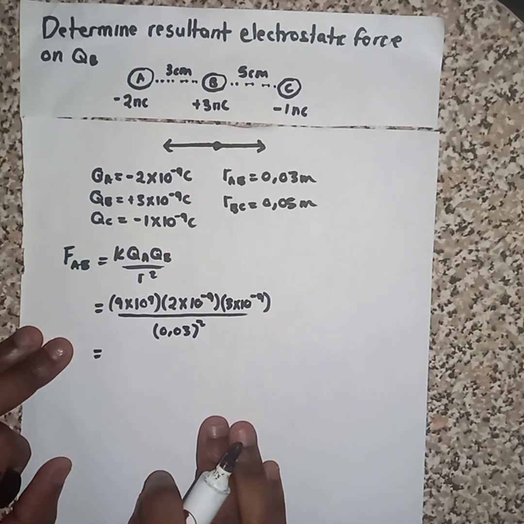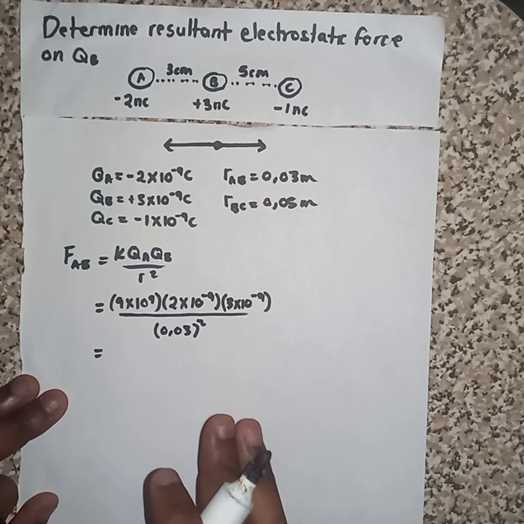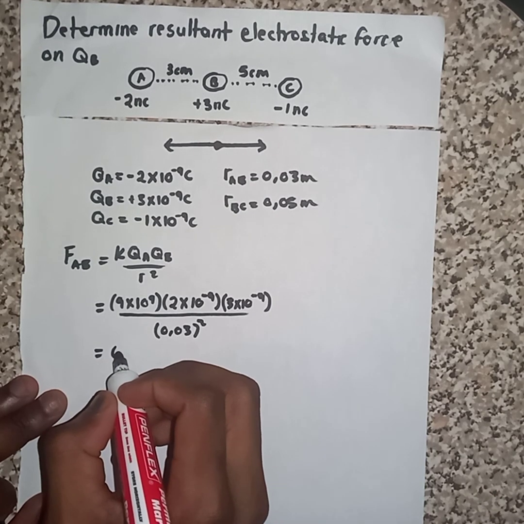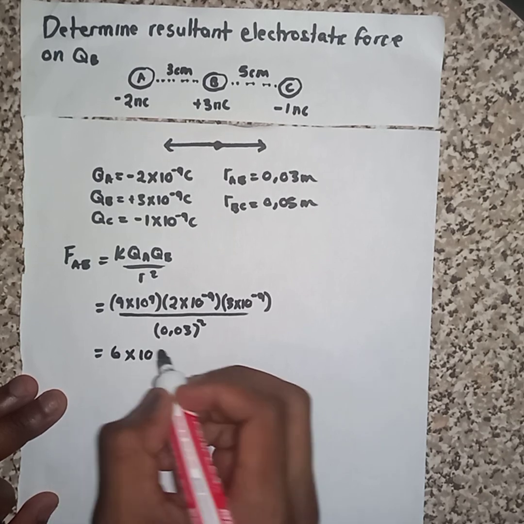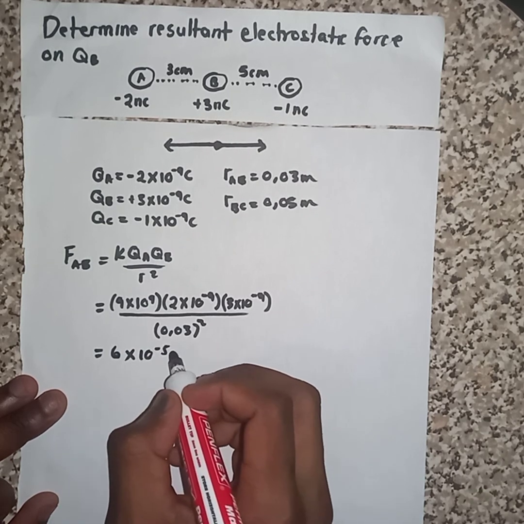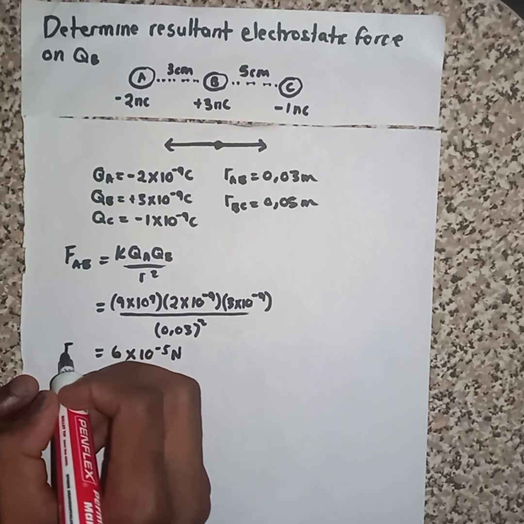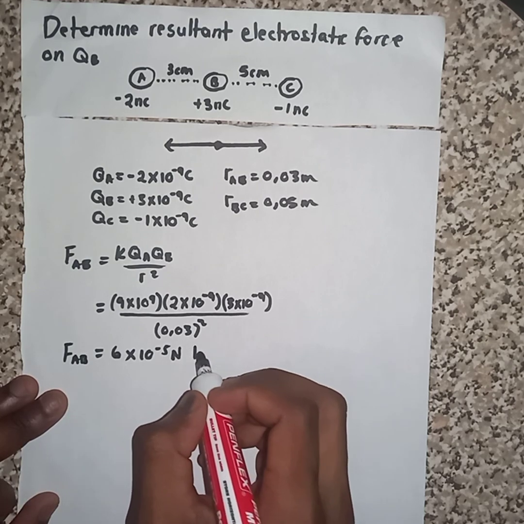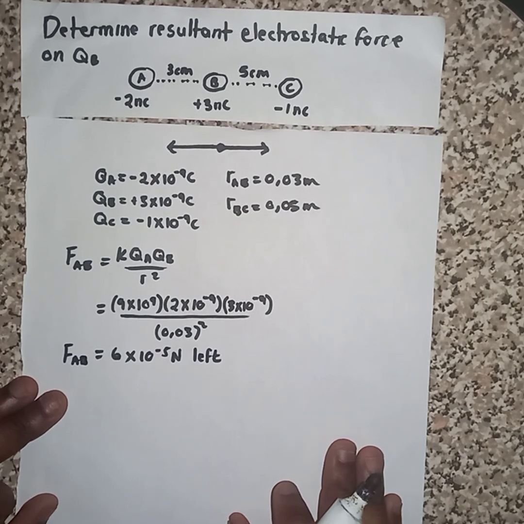Let us use our calculators. When we use our calculators, we get 6 times 10 to the power of minus 5 Newton. Bear in mind that a force is a vector quantity. This is our magnitude. Let me indicate the direction, which is left.